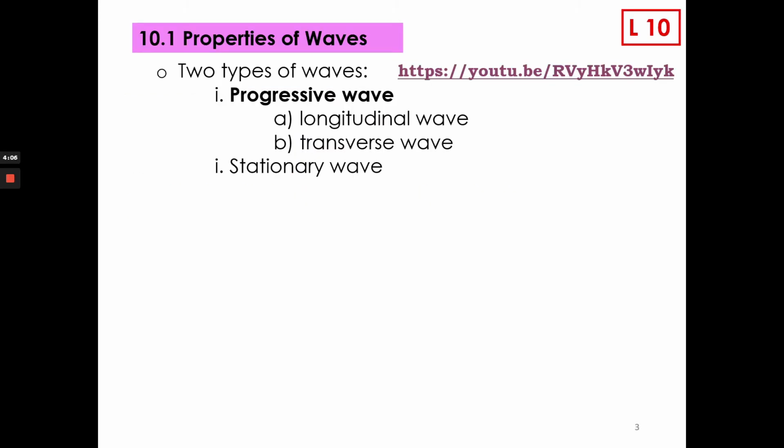10.1 properties of wave. There are 2 types of wave. The first one is progressive wave, where for progressive you have longitudinal and transverse wave, and second is stationary wave. So we're going to look at what is progressive wave for longitudinal and transverse wave.